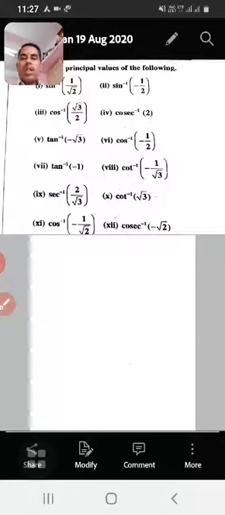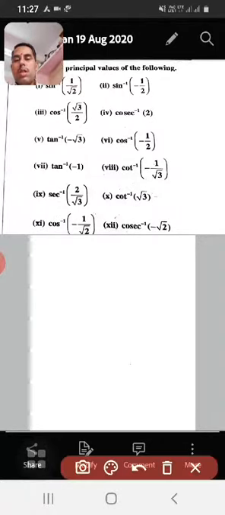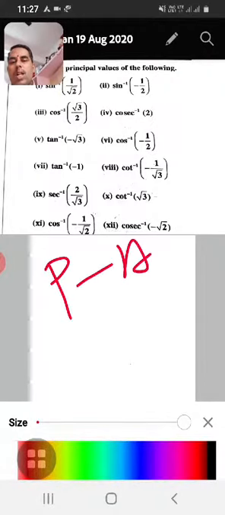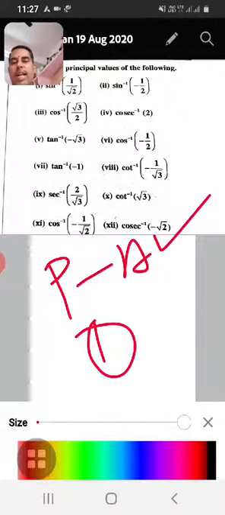As you are observing on the screen, here there are 12 examples. I am going to work out all these problems. See here, these questions may be asked for part A, 1 mark. You have to find the principal value of the following.